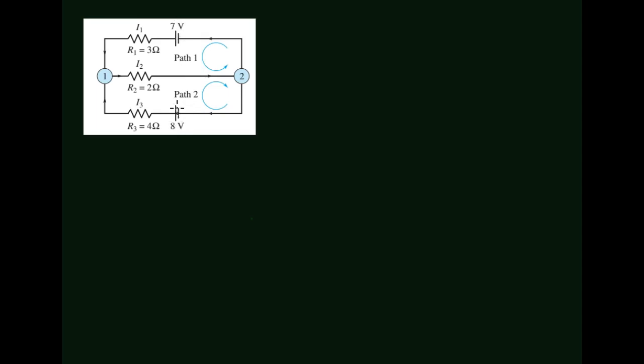This is a 7-volt battery and an 8-volt battery. I have three resistors in here. So these could be resistors or light bulbs or something like that. And then we're going to measure the current drop over each of those resistors. So we have three current measurements, I1, I2, and I3. And each resistor is rated differently. So this one is rated as 3 ohms, 2 ohms, and 4 ohms.